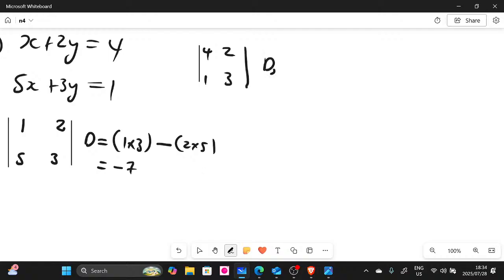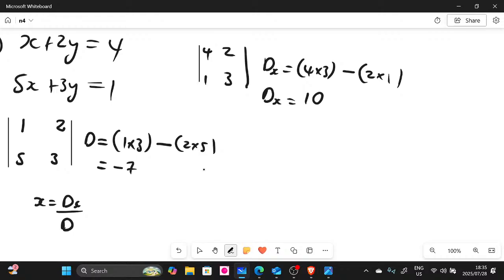So dx, the determinant of x, we multiply the first one, which is going to be 4 multiplied by 3. Do you guys see these two? So it's going to be 4 multiplied by 3, right? And then minus, and then we multiply the second and the third. So it's going to be 2 multiplied by 1. Then dx here is going to give us 4 multiplied by 3 is 12 minus 2, 10. There we go. So this is how we calculate x, guys. x is equal to dx over d, right? So our dx is going to be 10, and then our d is -7. So that is your answer for your x.